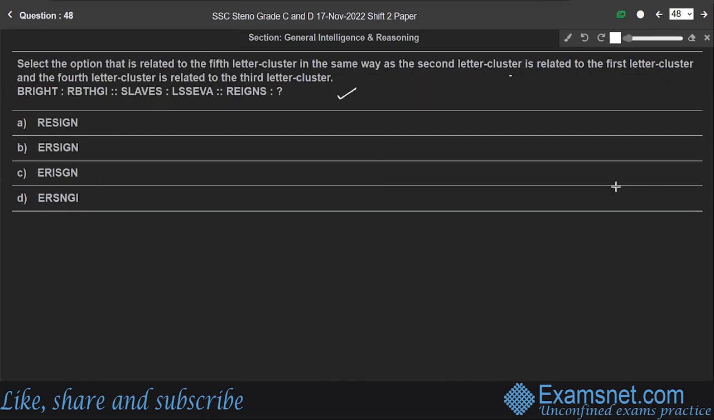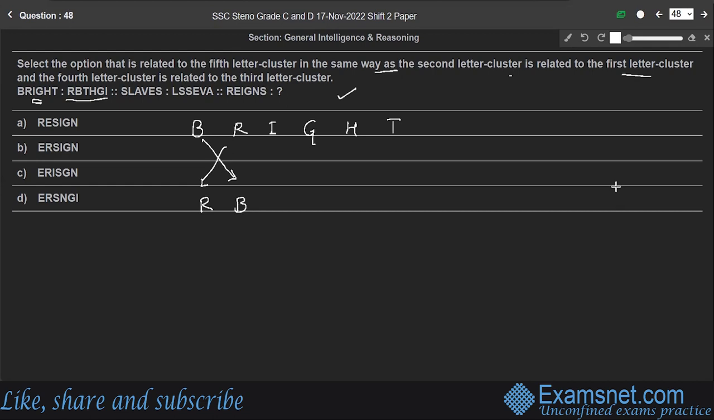Question 48. Select the option that is related to the fifth letter cluster in the same way as the second letter cluster is related to the first letter cluster, and the fourth letter cluster is related to the third letter cluster, right? So here, BRIGHT is written as RBTHGI, right? Here, BR is written as RB in reverse manner. B is written in the second place and R is written in the first place, right?